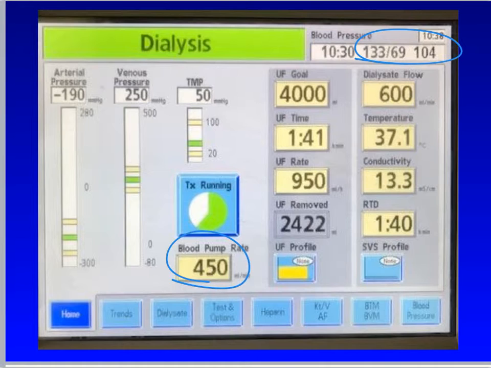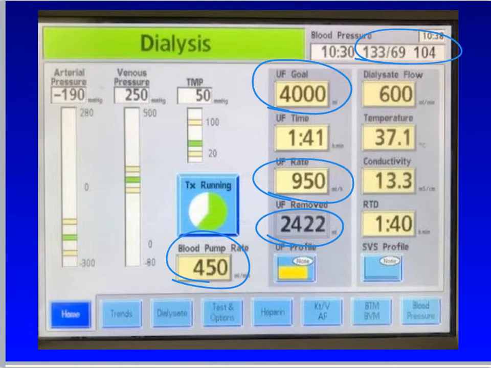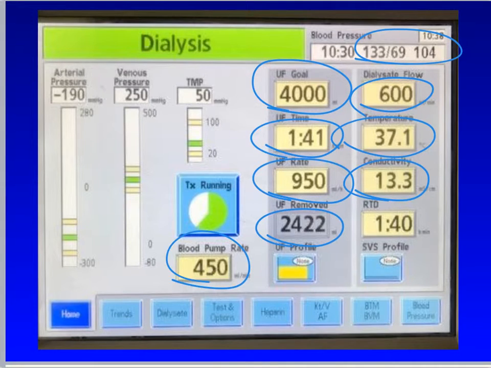The screen of the dialysis machine shows such data as the most recent vital signs, the patient's blood flow rate, the amount of ultrafiltrate to be removed from the patient during the session, here 4 liters at the rate of 950 cc's per hour, with 2422 already being removed, the amount of time left in the dialysis session, 1 hour and 41 minutes out of 4 hours, the temperature to which the patient's blood is warmed in the tubing while it is outside of the patient, the flow rate and composition of the mixed dialysate, and the pressures within the blood lines that are leaving the patient, negative because the roller pump is pulling blood out, and returning to the patient, positive because the blood is being pushed back into the patient's vein.